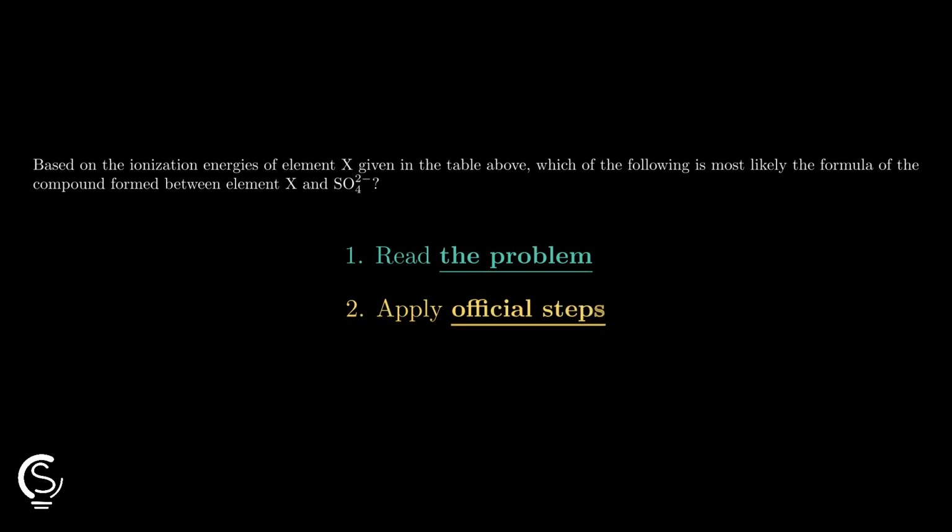Ionization energy tables reveal the secrets of chemical bonding and formulas. We will quickly analyze these energy jumps to find the charge of element X right now.